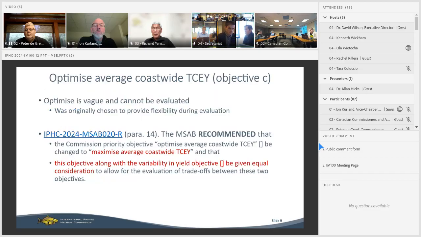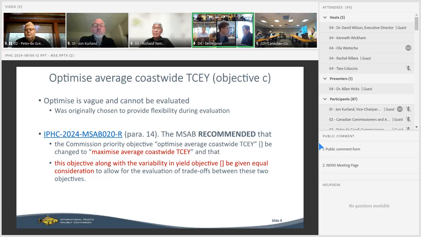So let's first talk about objective C and this SRB request to redefine the word optimize, or to define an objective that is more quantifiable. The SRB noted that optimize is vague and cannot be evaluated very easily in the evaluation of a performance metric, say. But in defense of that, the MSAB chose this word because they wanted some flexibility during the evaluation of the results. And it wasn't necessarily that the MSAB wanted to maximize yield, because they were also considering the trade-off with interannual variability in the yield.